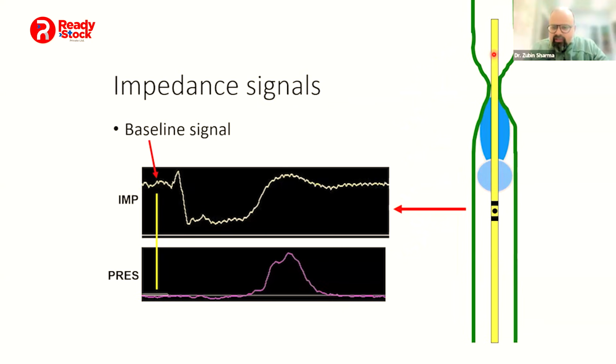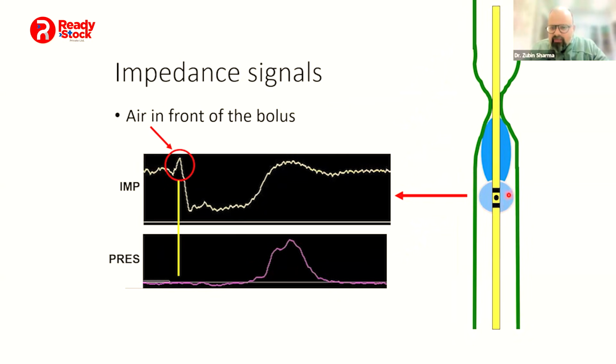Now, what happens if we want to calculate the impedance here? At the baseline signal, when nothing is in contact with the conductor, you have a baseline impedance signal like this. Okay, there is no pressure here because nothing is touching the sensor and the impedance is baseline. Next, the air comes in contact. And what did I say? Air has a very high impedance. So impedance goes up. Okay, pressure is still the same.